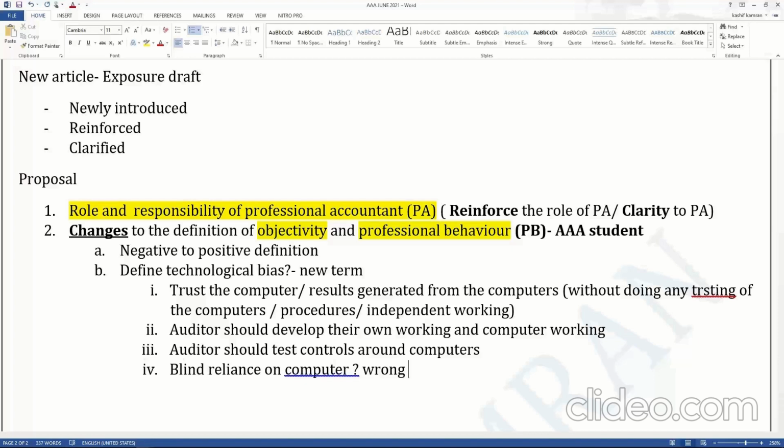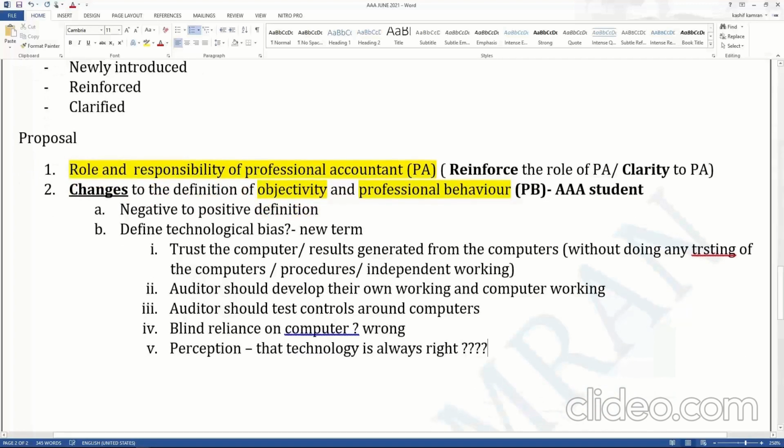So with the advent of technology, with the greater use of technology, the auditor should ensure that whenever relying on technology, you should not have a perception that technology is always right. If you have this perception, it is a very wrong perception as an auditor. Is that the right perception? The code of conduct says this perception is the biasness. I hope you're getting my message here. So should we have this perception? If the auditor has this perception, is the auditor entering into a technological bias?